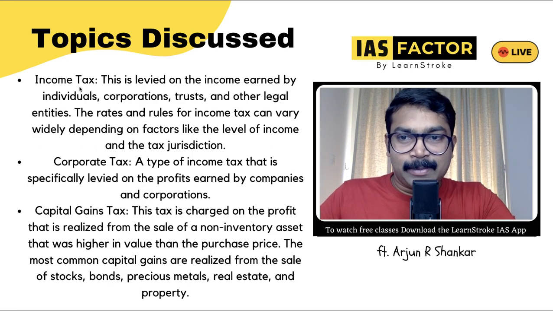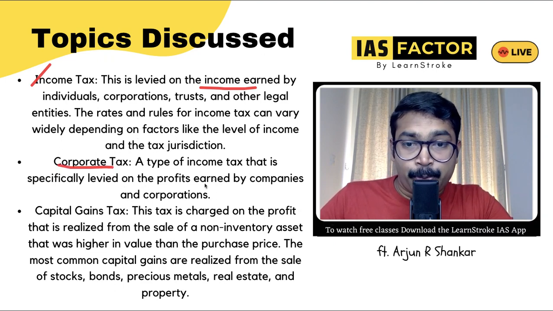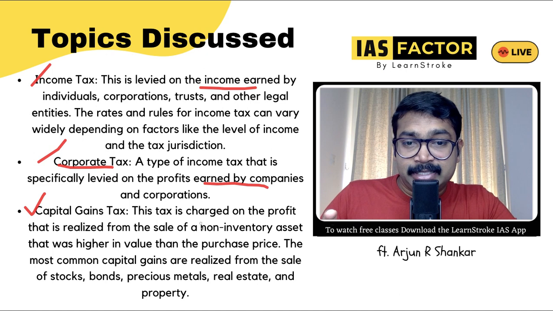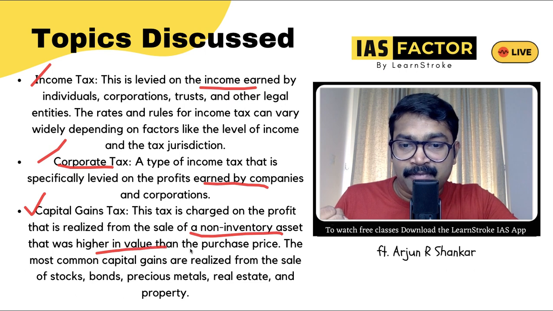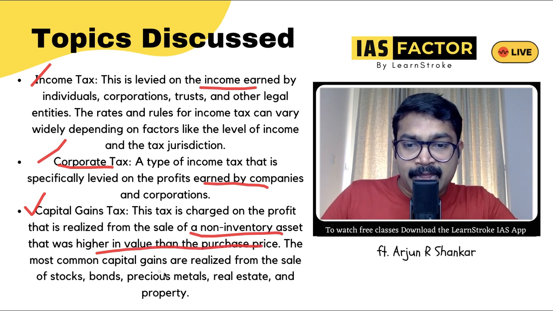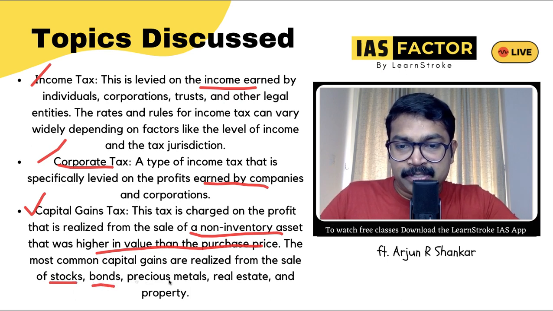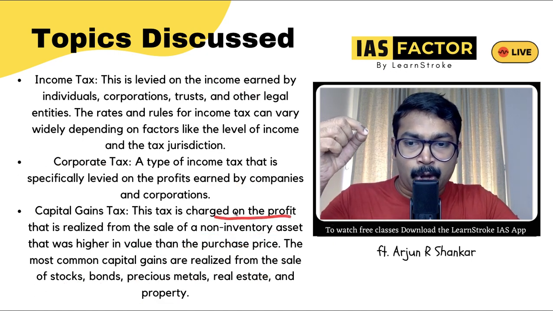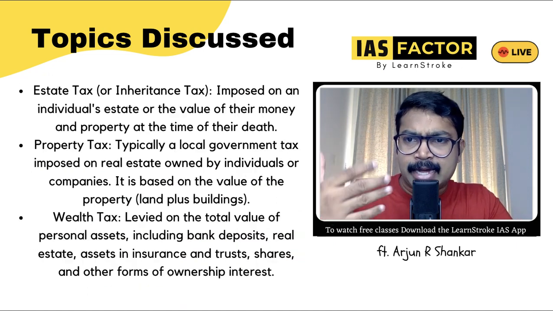Now let's understand some of the direct taxes. Income tax is levied on the income earned by individuals. Corporate tax is a type of tax specifically levied on the profits earned by companies. And what is capital gains tax? It's charged on the profit realized from the sale of a non-inventory asset that was higher in value than the purchase price. The most common capital gains are realized from the sale of stocks, bonds, precious metals, real estate, and property. All these are direct tax collection.